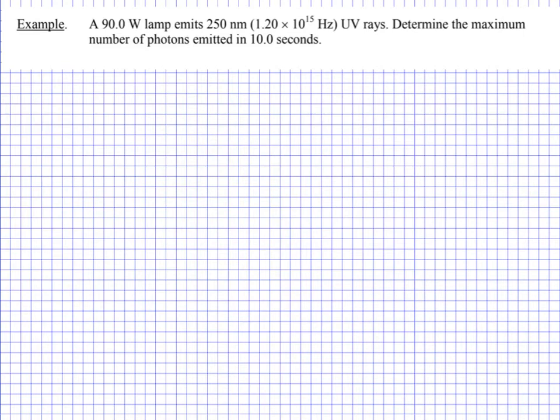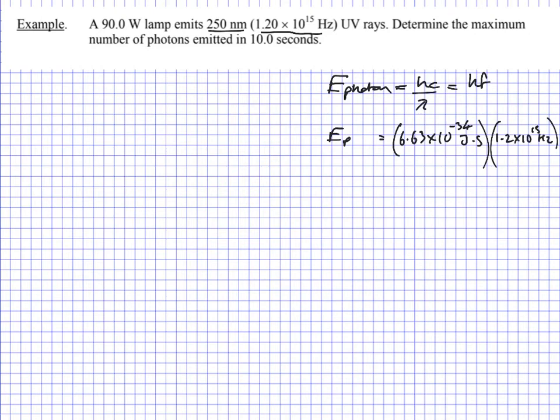So once again, I'm remembering that the energy of the photon is either hc upon lambda or hf, and it doesn't matter really for this one. I'm going to use hf because I've got both of these. I've got the f and I've got the lambda. So the energy of an individual photon, I'm going to put that as Ep, is h, 6.63 times 10 to the negative 34 joule seconds, that's my h, multiplied by the frequency, which is 1.2 times 10 to the 15 hertz.